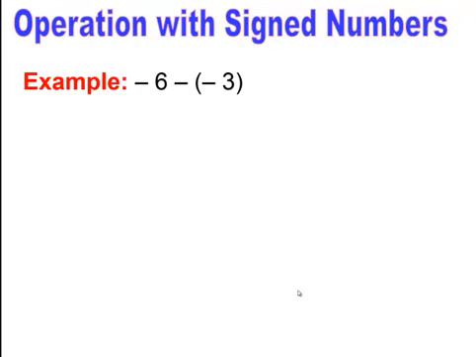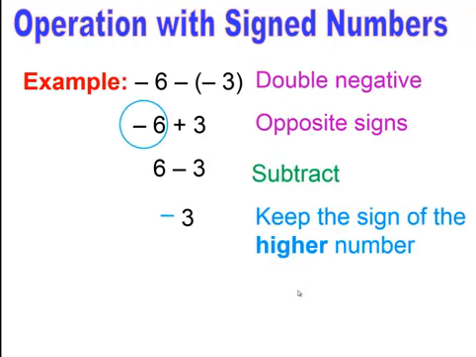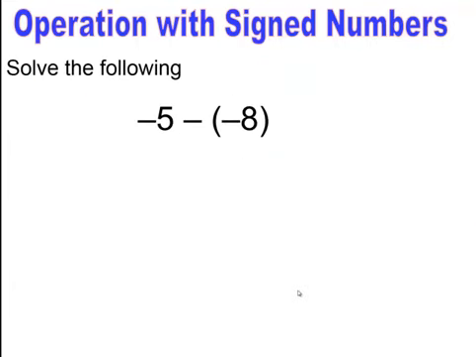Now notice here, you might think that we have the same sign, but you have to deal with that double negative. So always take care of the double negative before you perform any operations. Double negative means that it's going to change to a plus. Now you have different signs, and when you have different signs, remember you're going to subtract. So opposite signs, you subtract the smaller from the larger, and then you decide what sign that gets. Because the higher number in this case is a negative, my answer will end up being a negative answer. Pause and try.